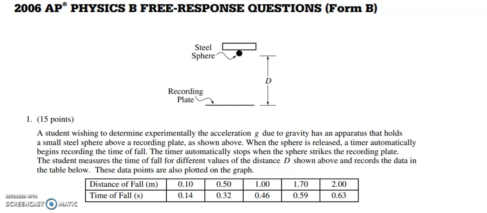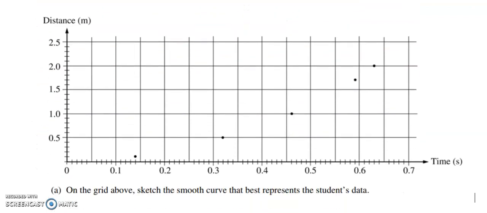In this problem, a student wishing to determine experimentally the acceleration g due to gravity has an apparatus that holds a small steel sphere above a recording plate as shown above. When the sphere is released, a timer automatically begins recording the time of fall. The timer automatically stops when the sphere strikes the recording plate. The student measures the time of fall for different values of the distance d shown above and records the data in the table below. These data points are also plotted on the graph. So I have my good old table, and then let me scroll down for my graph.